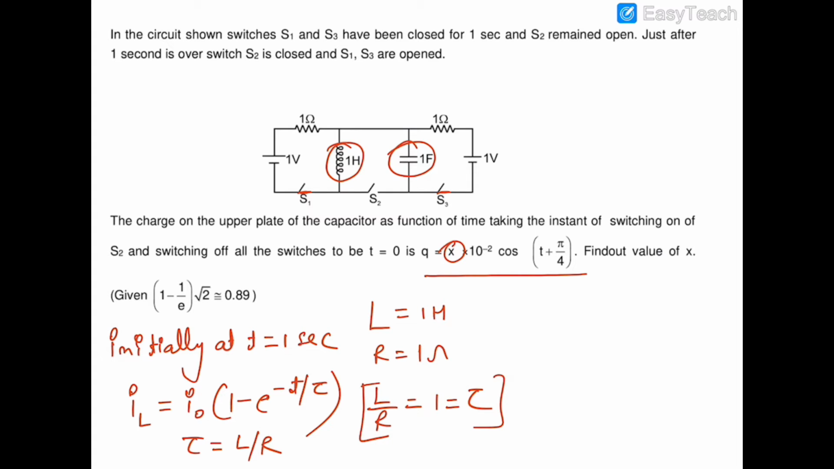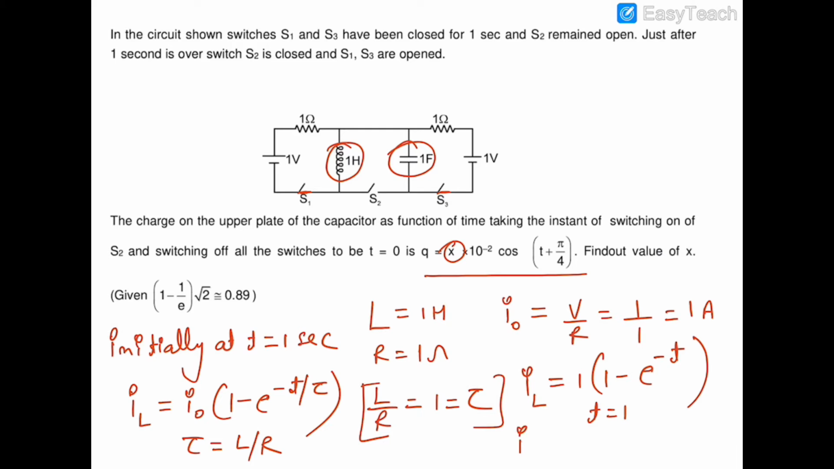Now the maximum current which can flow in the inductor is I naught, and I naught is equal to V upon R, where V is 1 and resistance is 1. So it is also equal to 1 ampere. So the current flowing through the inductor as a function of time will be I_L is equal to 1 minus e to the power minus t. Now the time constant is equal to 1, and also the time is equal to 1. So I_L is equal to 1 minus e to the power minus 1. So this is the value of current.